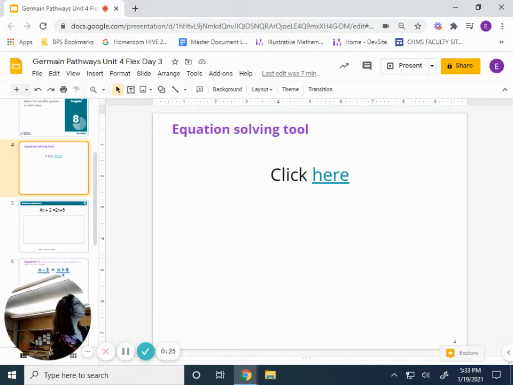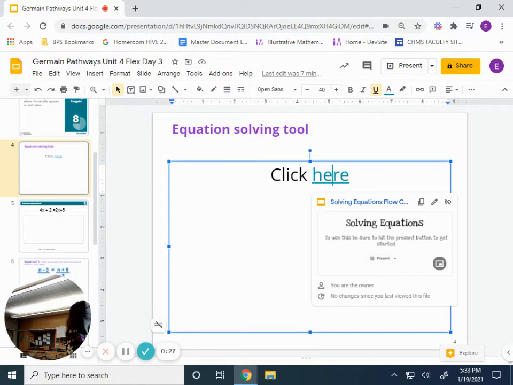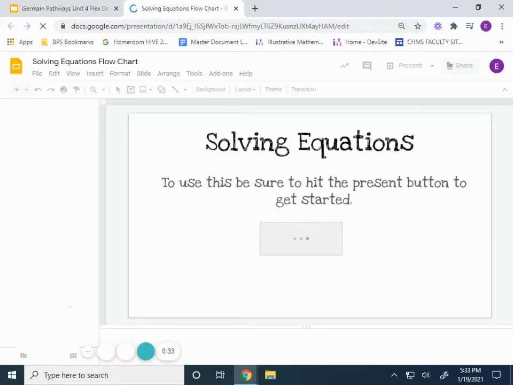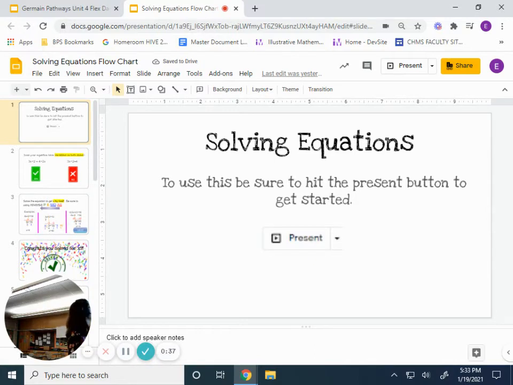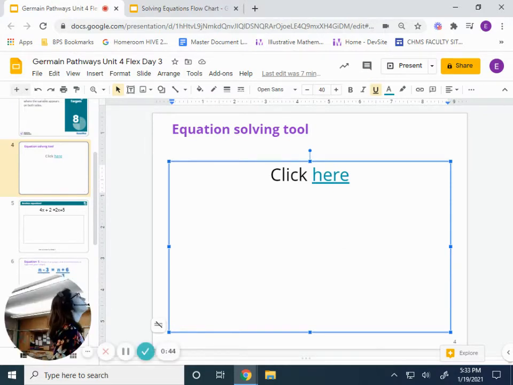Equation solving tool is right here. If you need to open it up for yourself in a new tab, you can click on that link, open it up, and it will easily help you to go through. Remember, you hit present and you do it that way. I'm also going to be going through it here as well.